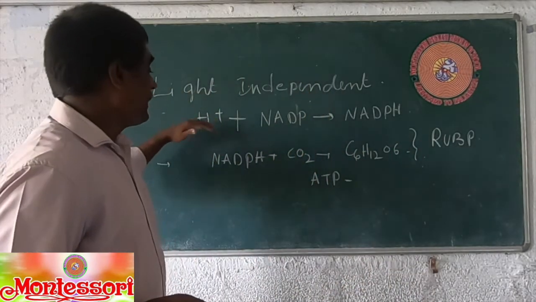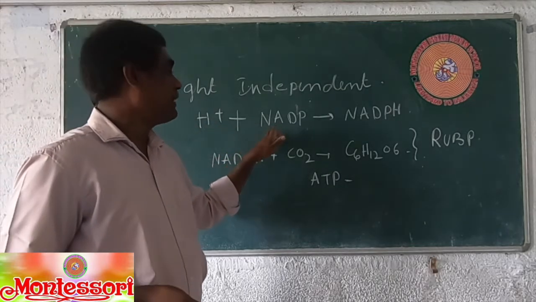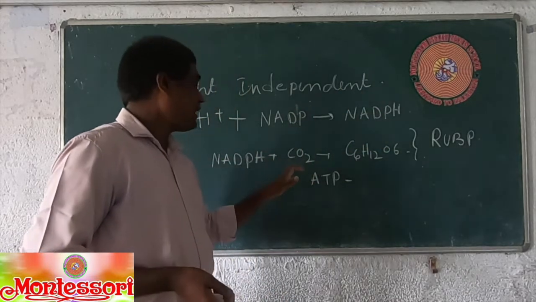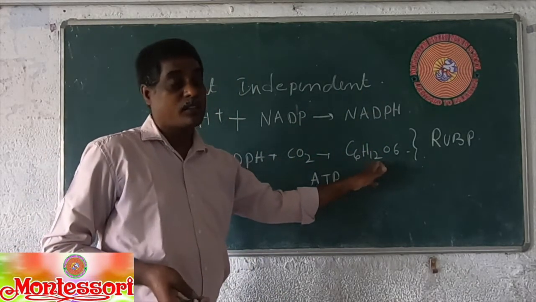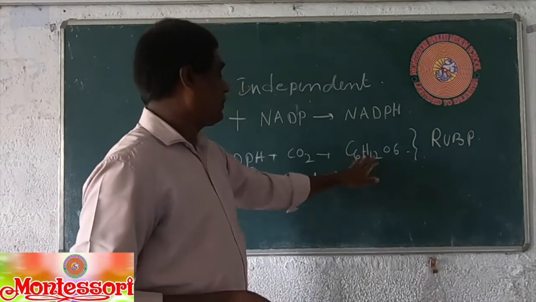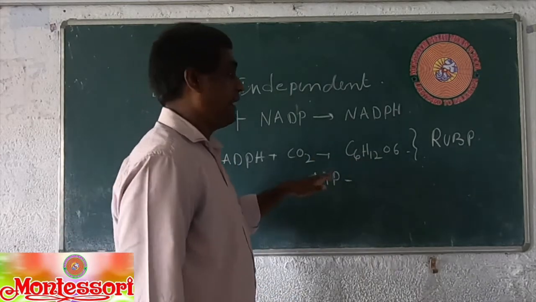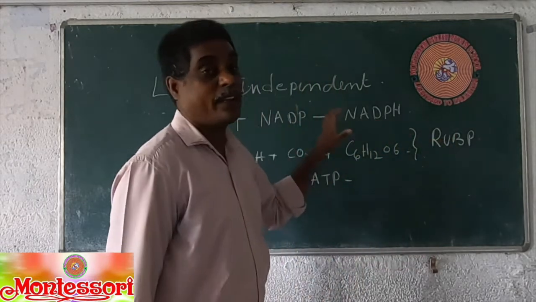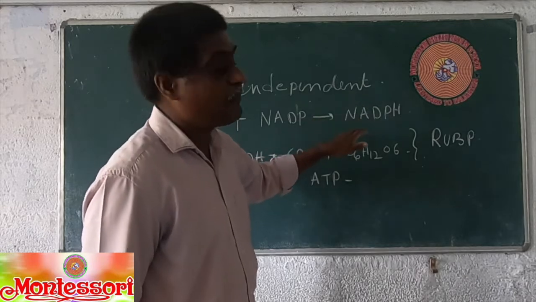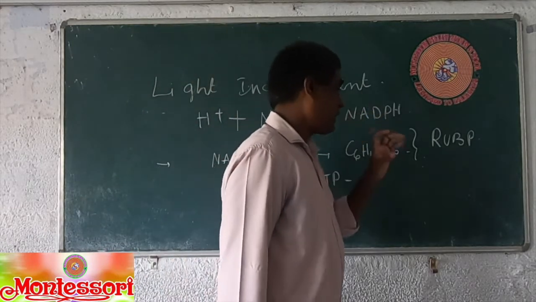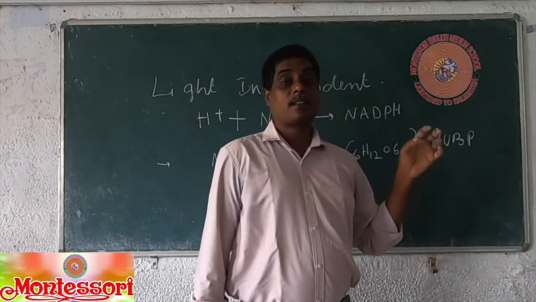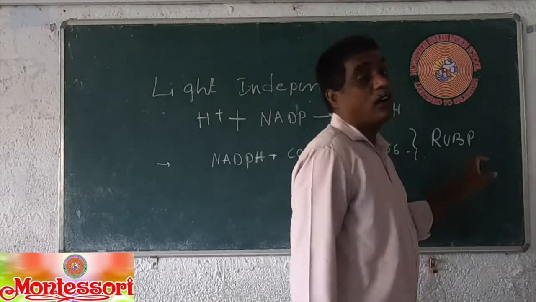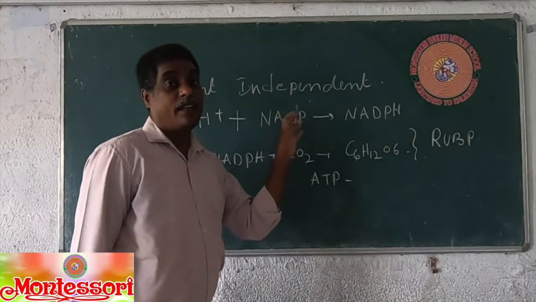Here, the H plus ions combine with the NADP and form NADPH, and this NADPH combines with carbon dioxide and forms glucose molecules. For forming the glucose molecules, they utilize ATP as energy. While forming the glucose, a number of events are happening. Of these events, one intermediary product is formed, and that intermediary product is called RUBP, which is nothing but ribulose bisphosphate. So this is about the light independent reactions.